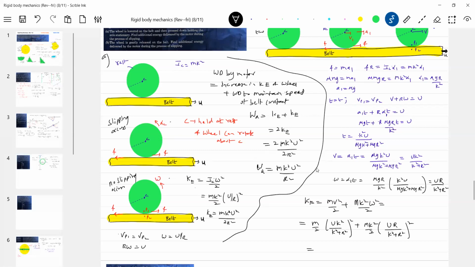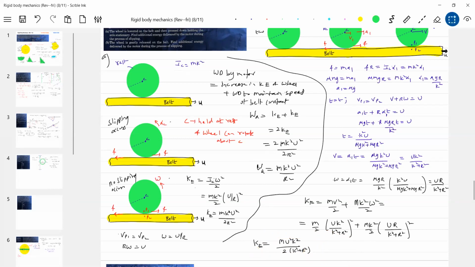Anybody, final equation? M u square should be there. K square will be there, by 2. Check it. That's the kinetic energy, this one. So again, the work done by the motor on the system will be twice of this one.